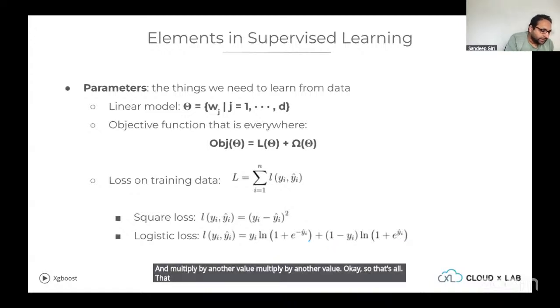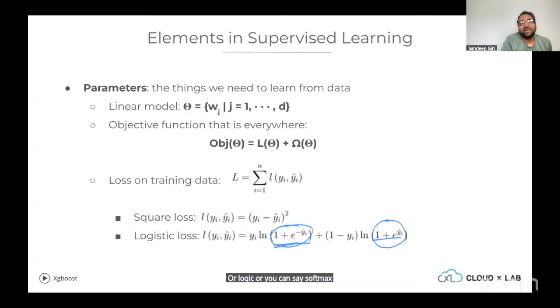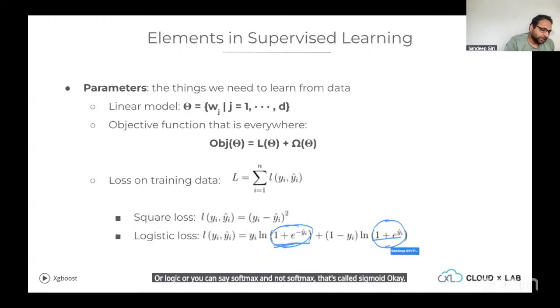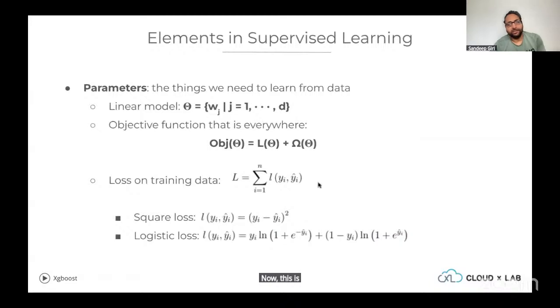And here you might see what's happening. This is basically after we have applied the logistic loss. We first pass the value through the logistic function, not softmax, that's called sigmoid. You pass it through that, and then you do the rest. This is essentially what it is.